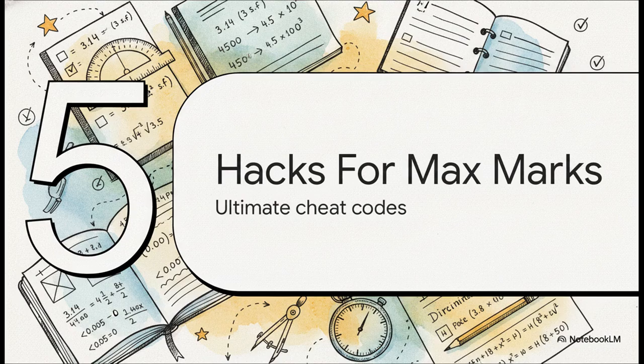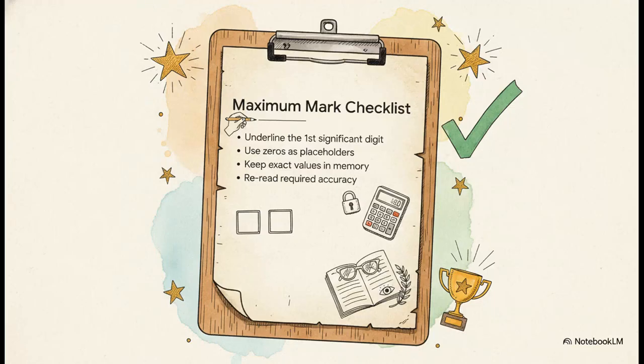Finally, Section 5, Hacks for Maximum Marks. All right, here are your ultimate cheat codes for the exam room. First, always physically underline the first significant digit on your paper to check your work. It literally forces you to pause and verify. Second, never forget to use zeros as placeholders up to the decimal point, because without them, 345,000 becomes 345, completely changing the scale of the number.